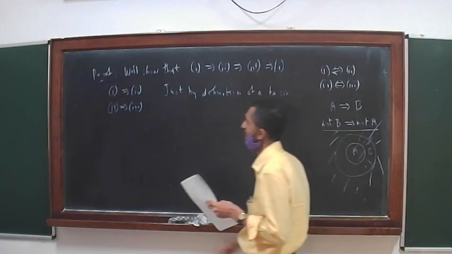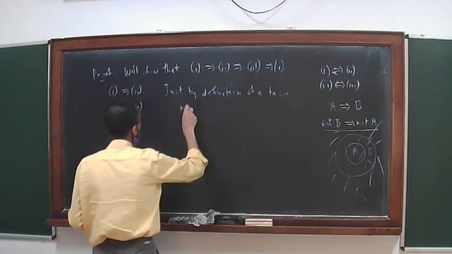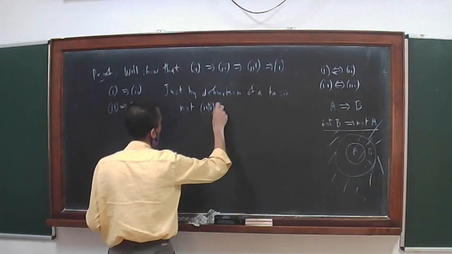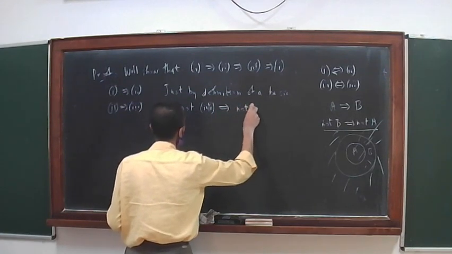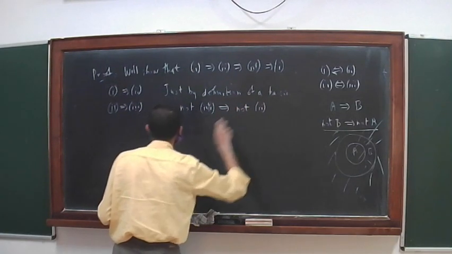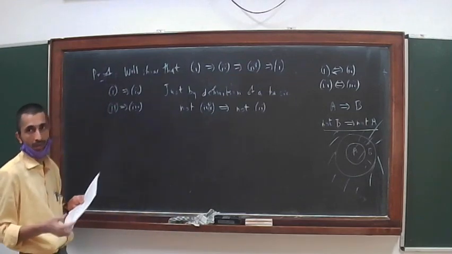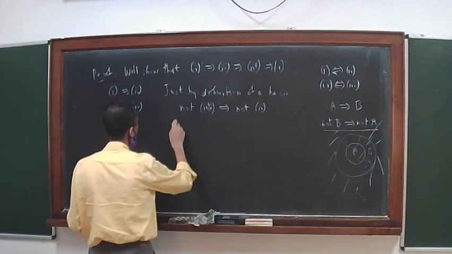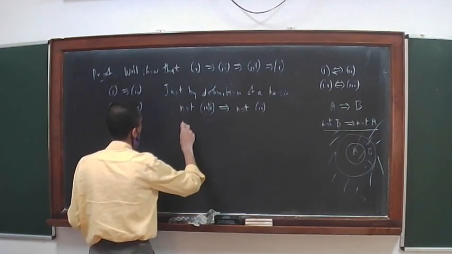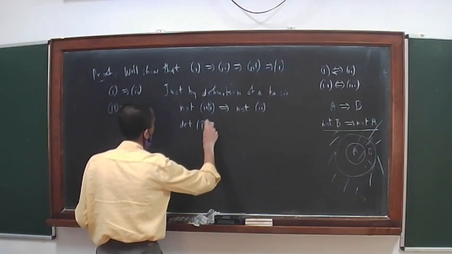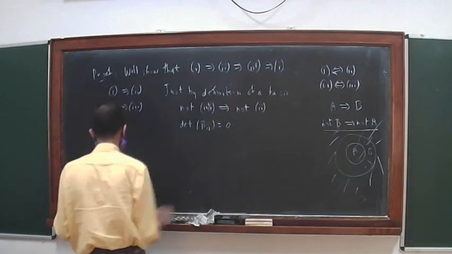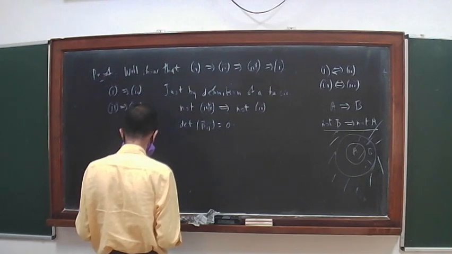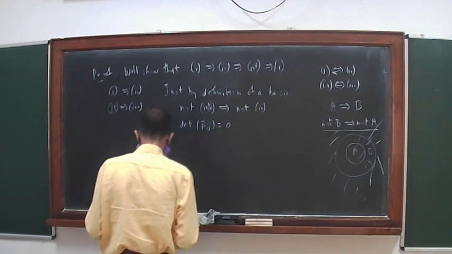So here, what I will show is that not 3, where not means a negation, I'm just using a short form, implies not 2. So what is not 3? Determinant of beta ij equal to 0, right? That is not 3. So let us start. That means determinant of beta ij is equal to 0, and I want to show that f1, f2 up to fn is linearly dependent. That's what we want to show here. Fine.